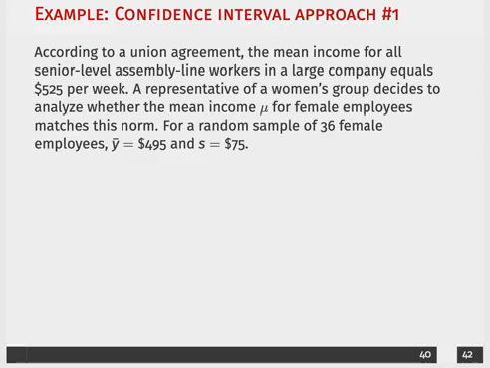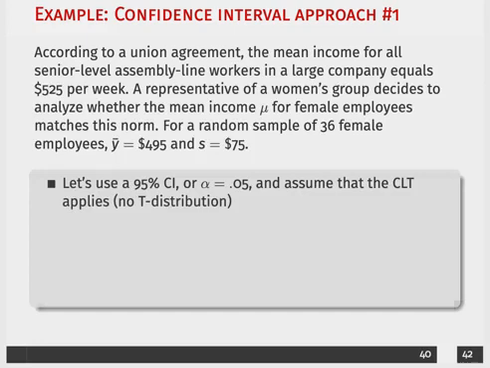And so we're going to allow mu to represent the mean income for female workers, and we want to determine whether or not this matches the norm of male workers. This representative gets a random sample of 36 female employees, and the mean pay per week is $495 with a standard deviation of 75. So let's go ahead and use a confidence interval approach to see whether or not this is correct.